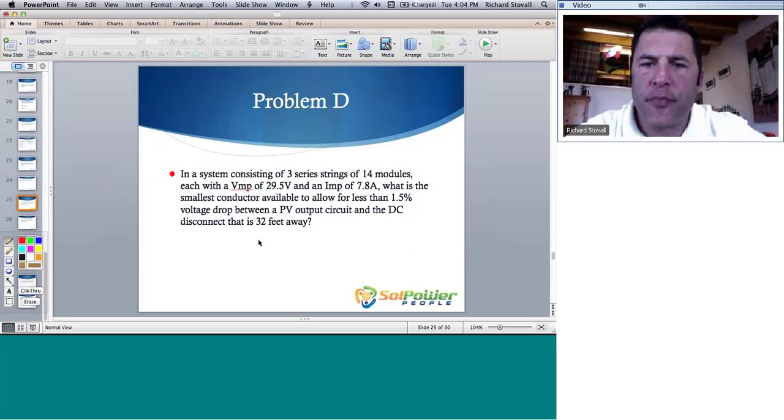so the first thing we'll do is I'll just go ahead and get the system voltage. Okay, so 29.5 times 14 is equal to, all right, 14 times 29.5, 413 volts. So that's our voltage.